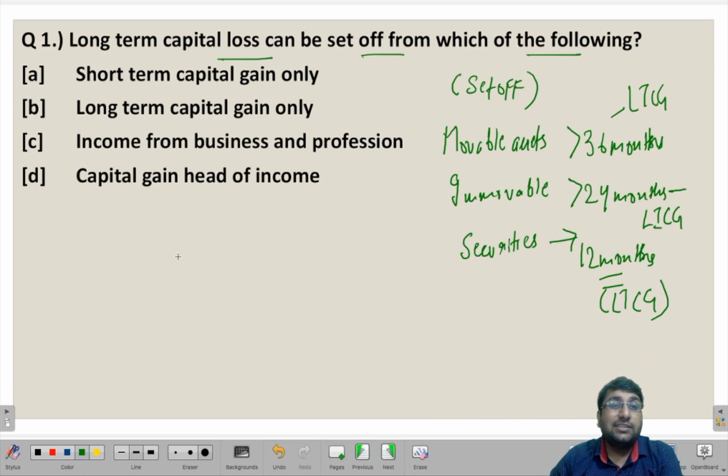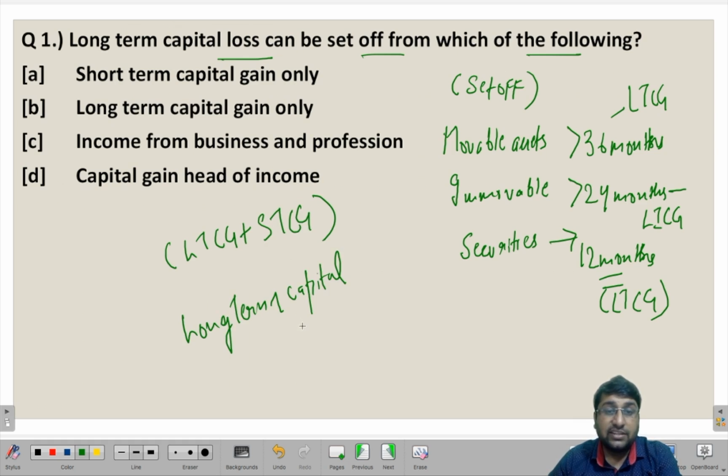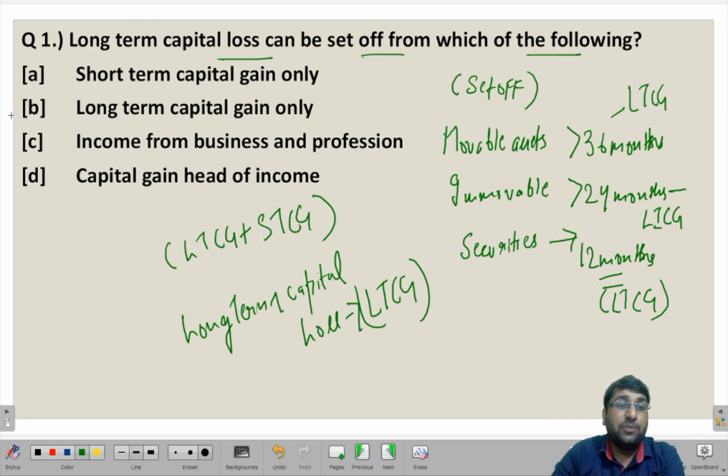As we have already discussed in our previous video, short-term capital loss can be set off both from long-term capital gain as well as short-term capital gain. But when we talk about long-term capital loss, then it can be set off only through long-term capital gain, and it cannot be set off through short-term capital gain. So the correct answer in this case would be B in our option.